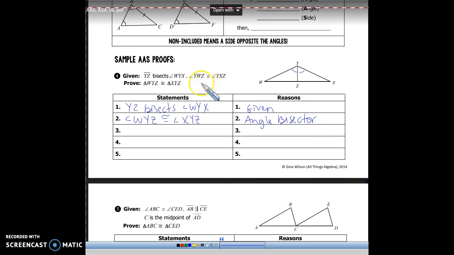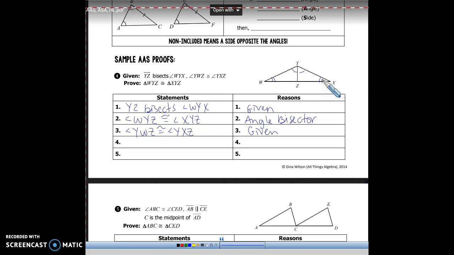Okay, now let's do the second piece of given information. Angle YWZ is congruent to angle YXZ. That is given. Then we also need to mark it. So YWZ is that, and then YXZ is that angle. Okay, so we do know that. And that's all of our given information. So do we still need something else?